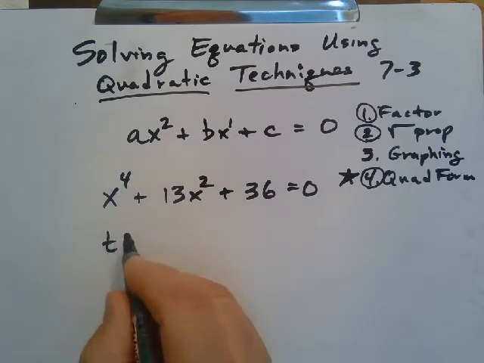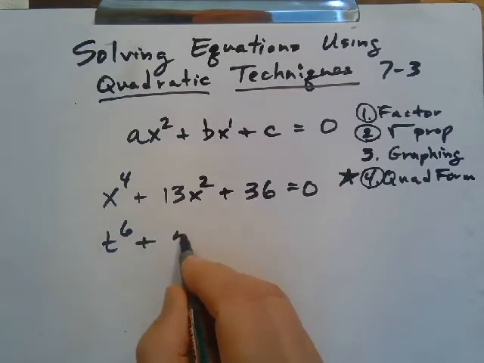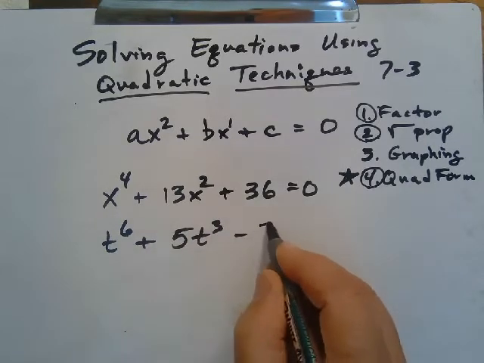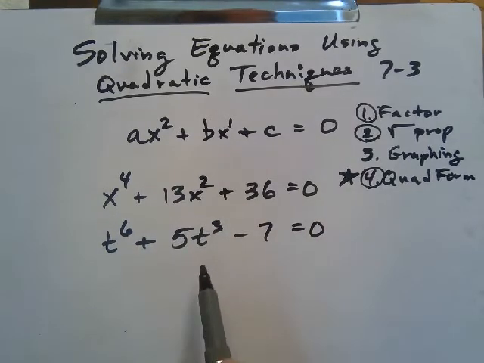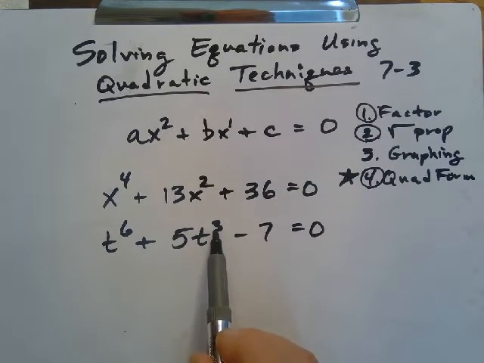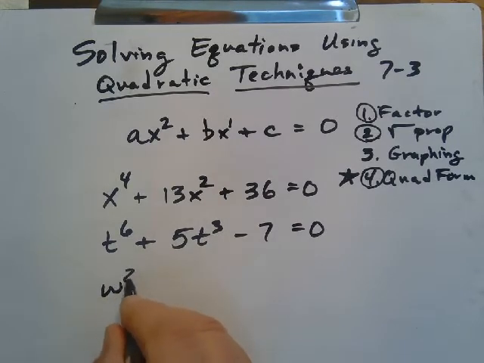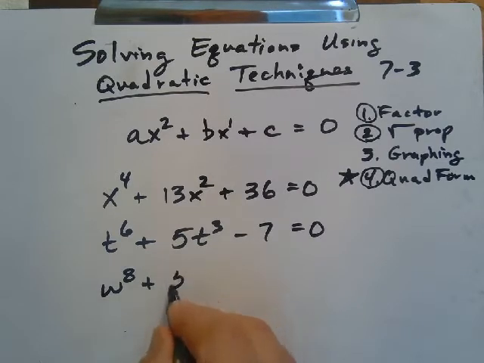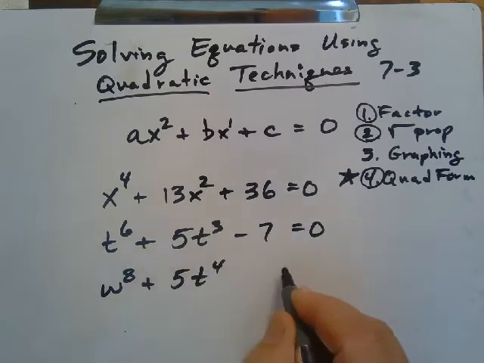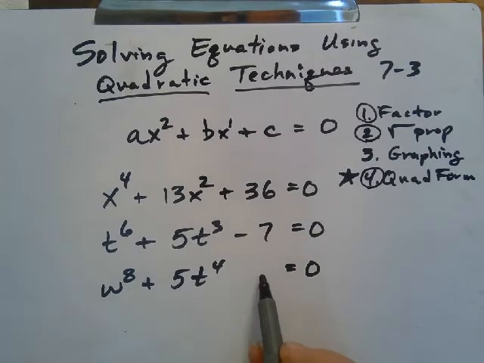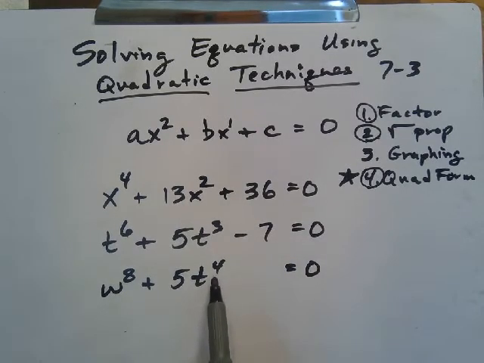So also if I had something like t to the 6th plus 5t to the 3rd minus 7, this is also in quadratic form because the exponent in the middle term is half of the lead term. Or how about this one? w to the 8th plus 5w to the 4th equals 0. Even though there's not a third term, the exponent in the middle term is half the leading term. So these can be solved using quadratic techniques.